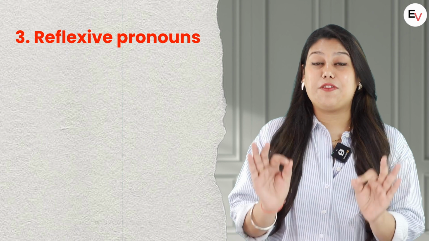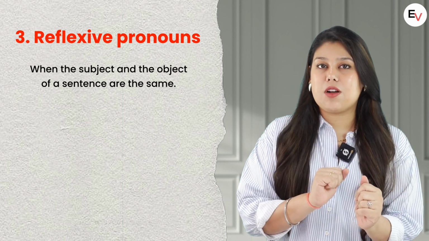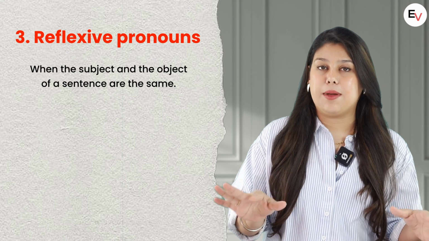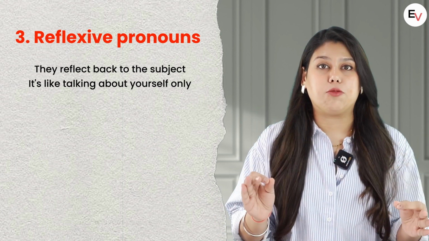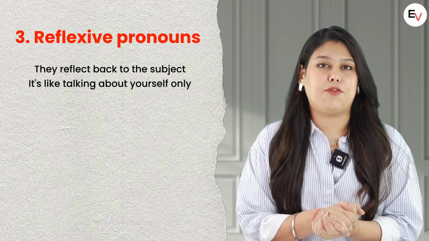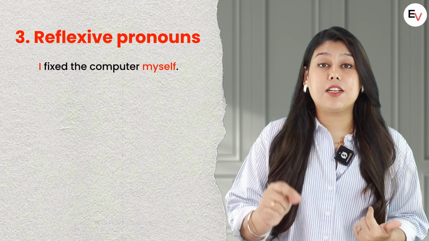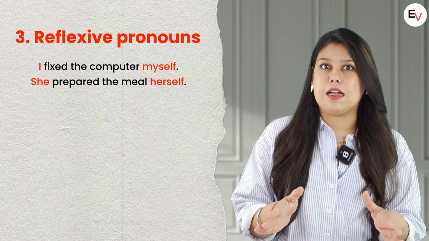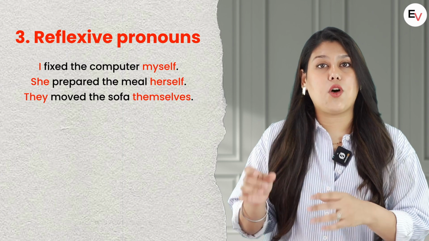Moving on to reflexive pronouns. Now these pronouns are used when the subject and the object of a sentence are the same. They reflect back to the subject. It's like talking about yourself only. For instance, I fixed the computer myself. She prepared the meal herself. They moved the sofa themselves.